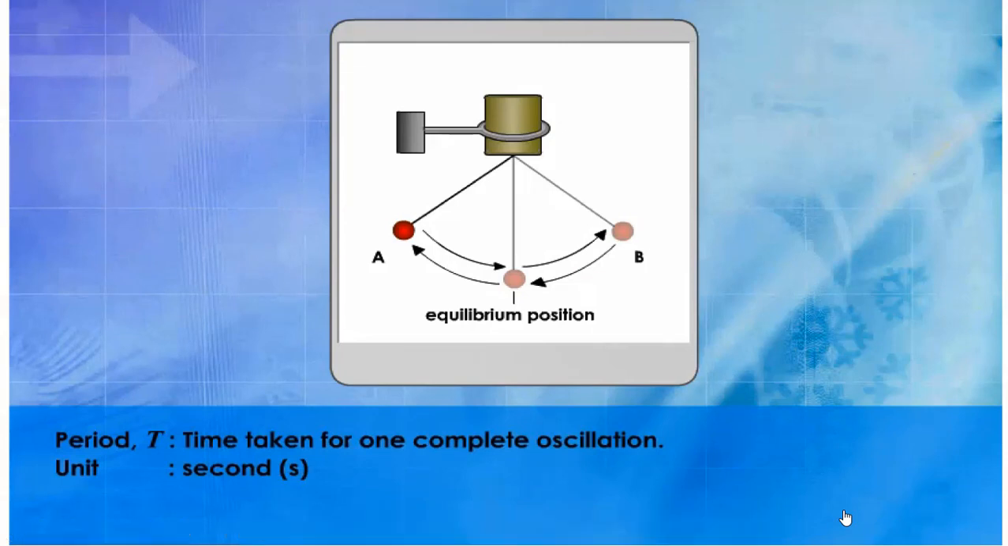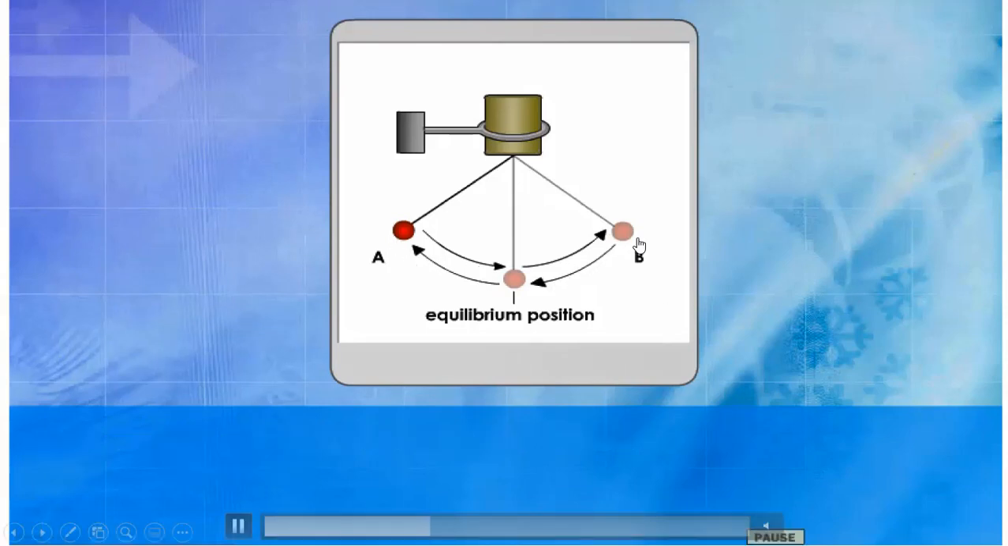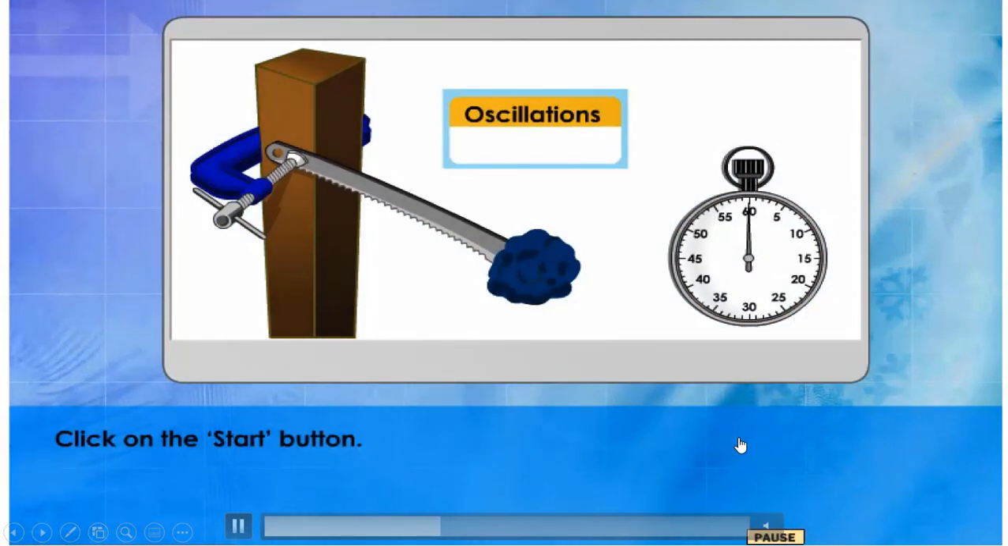So we have first the next definition, period, symbol T, time taken for one complete oscillation. SI unit is second. Time taken from O to B back to O.